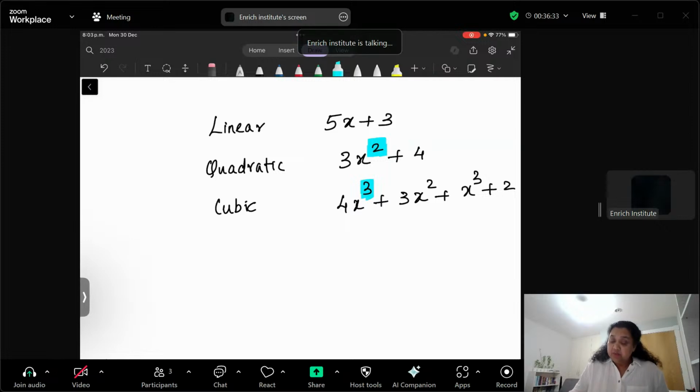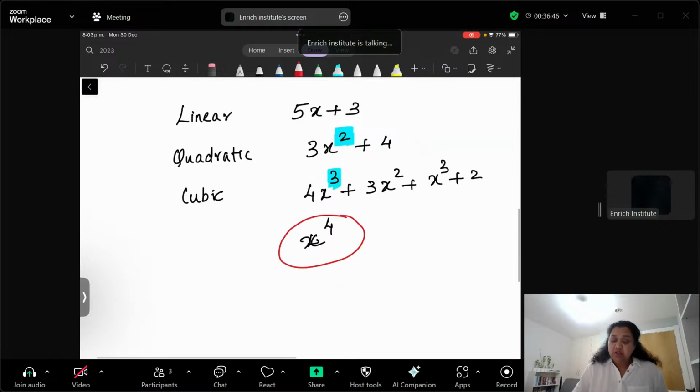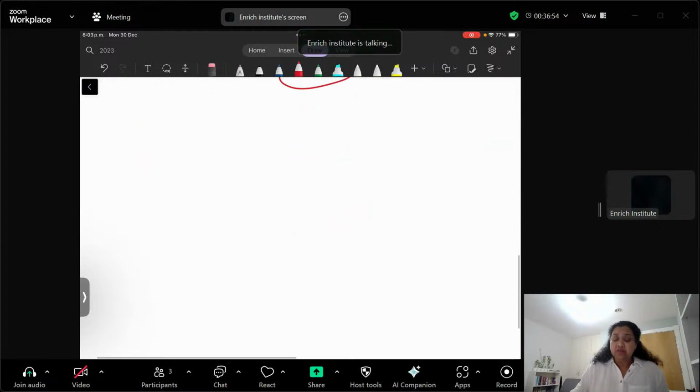And then there is one more equation, a quartic, which talks about x to the power of 4. But this will come only in specific problems, which I will talk about later. For the time being, we are going to focus on linear, quadratic, and cubic equations. This is very important for us to learn for the Leaving Cert. Now let's start with the basics.